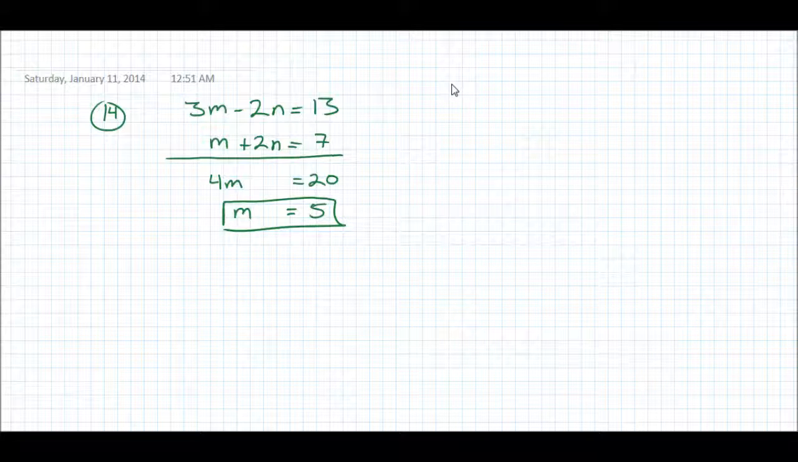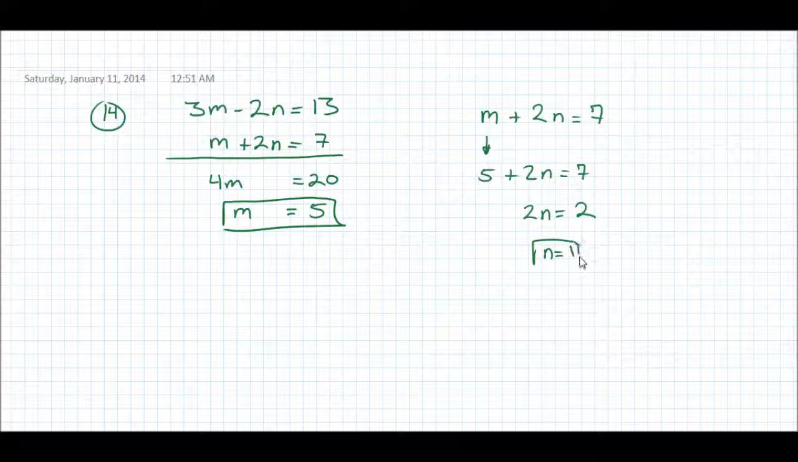So let's take the second equation and write m plus 2n equals 7. Okay, plug in what we know for m. So we'll rewrite this as 5 plus 2n equals 7. Subtract 5 from each side, we get 2n equals 2. Divide each side by 2, and n equals a positive 1. So our solution set is 5, 1 in parentheses.